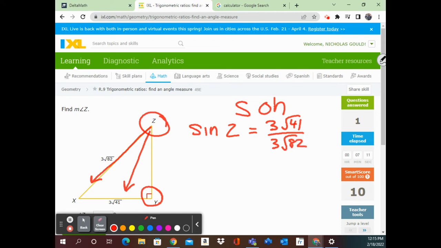Now, this is where it starts to get interesting, starts to get lovely. We cannot ever have a radical in the denominator. So let's go through the process of figuring out how to get rid of the radical in the denominator.